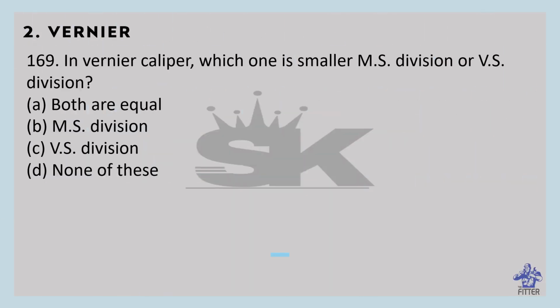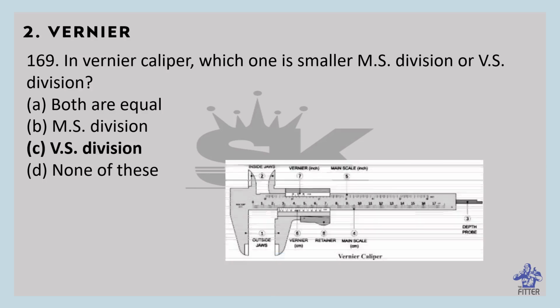In a vernier caliper, which one is smaller, the main scale division or the vernier scale division? So here the option is vernier scale division. You can see here in the image, this is the vernier caliper. Okay, I hope you all know that. So here in the vernier caliper, the vernier scale division is smaller than the main scale division. Okay, the vernier scale is 9 mm long and consists of 10 divisions. Okay, each division on the vernier scale is 0.9 long, or 0.1 less than the main scale division.